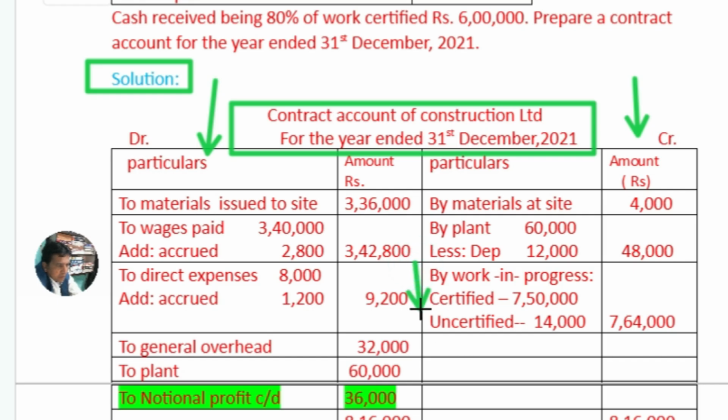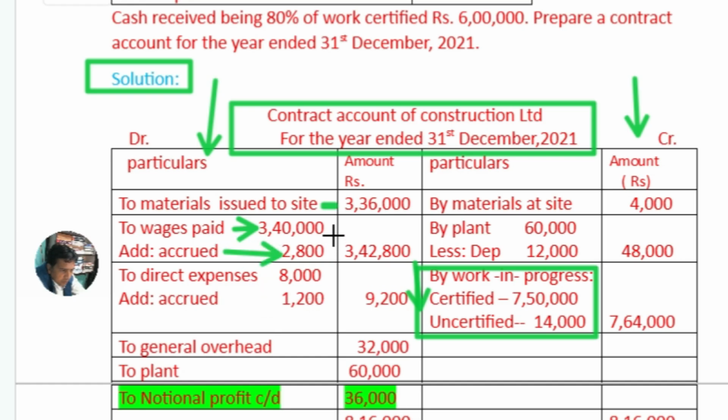Since the contract is not completed in this accounting year, I am going to explain all these things one by one, step by step. Watch it till the end of the video, then you will understand it step by step. Materials issued at site, it is given in the question, 3,36,000. Then wages paid 3,40,000 and outstanding accrued 2,800.